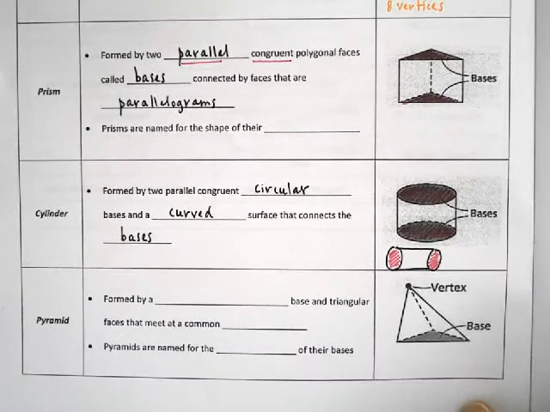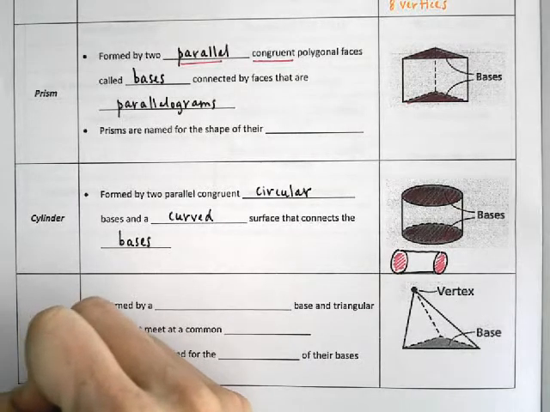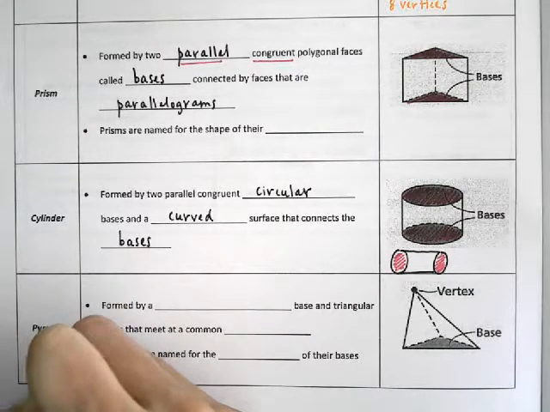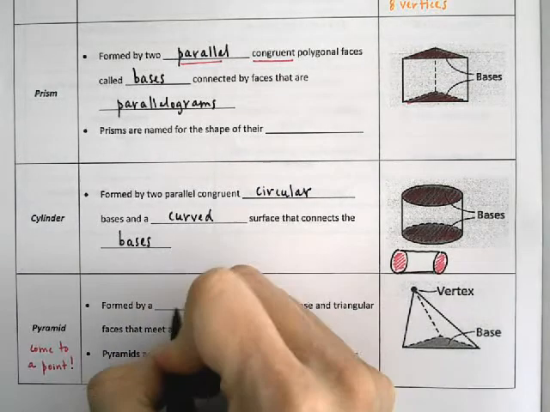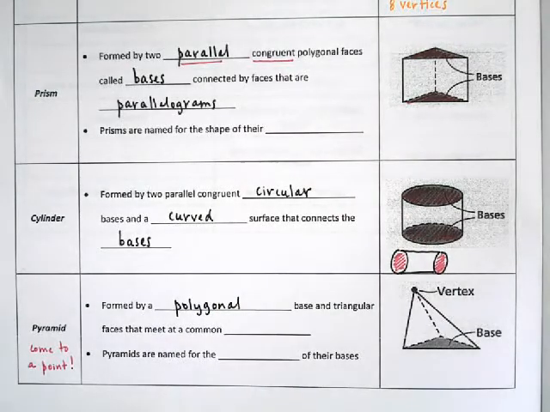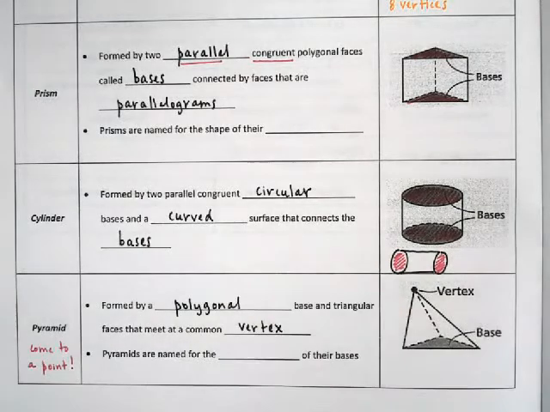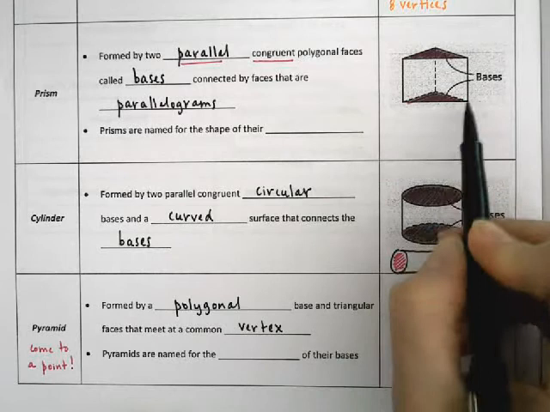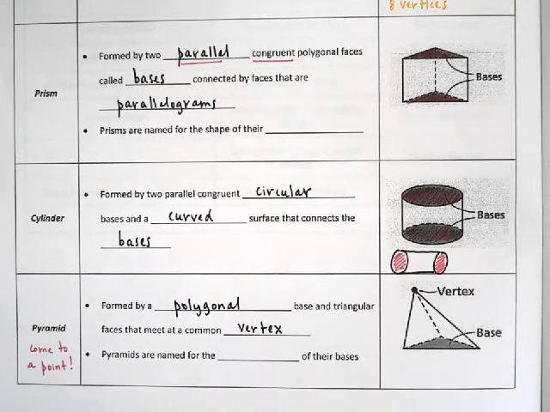Okay, now we have our pyramids. And the big thing here is that pyramids are going to come to a point. So they make them really easy to recognize. And again, when we start finding the volume, that difference is going to be very important. So pyramids are going to come to a point. Okay, so now these have a polygon that's a base, so formed by a polygonal base. And these have triangular faces that meet at a common vertex. So whereas in our prisms, all of our bases were parallelograms, here now we're going to have faces that are triangles.